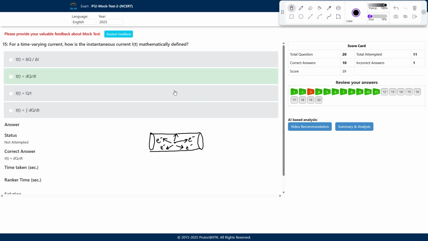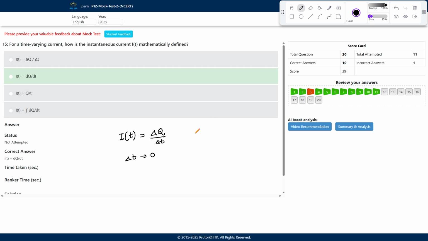For a time varying current, if the current is varying with time, then the instantaneous current is found by which option? The first option is delta Q by delta T. This is over a large interval, over which the average current can be found, not instantaneous. For the average current over a large interval, it is delta Q by delta T. If we are going to find the instantaneous current, make this large interval tend to 0. Make this large interval a point.